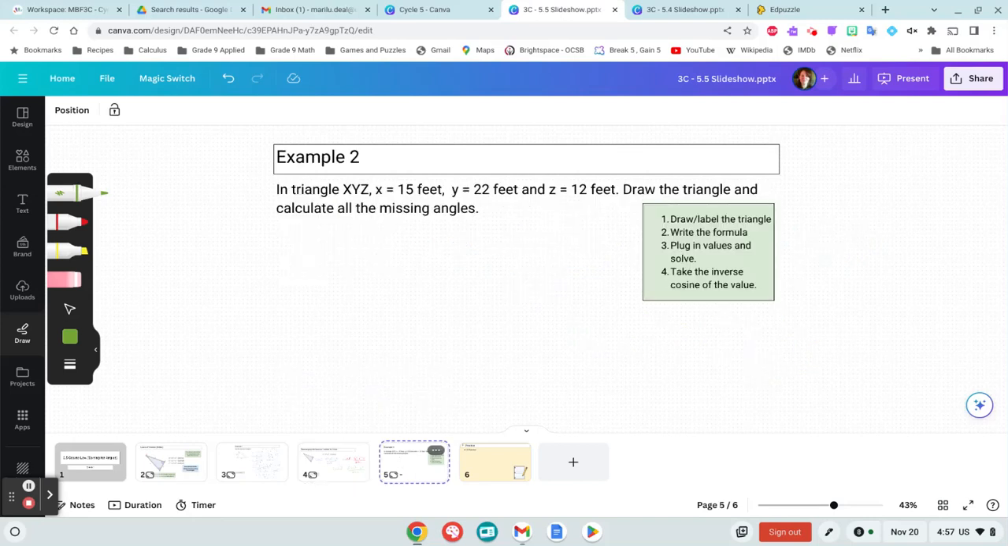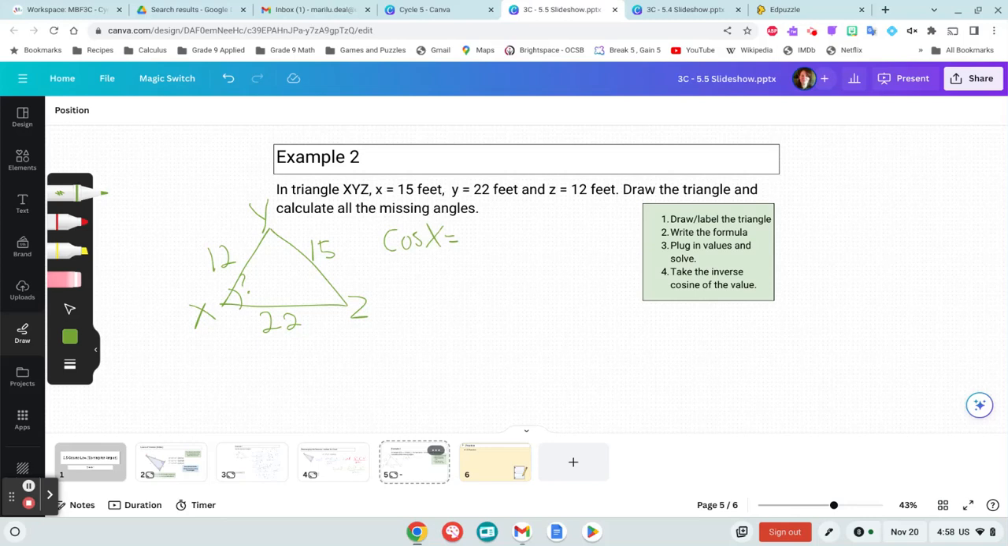All right, the last example that we're going to do in this particular cycle. It says in triangle X, Y, and Z, so already it's a little bit different. X is 15 feet, Y is 22 feet, and Z is 12 feet. We want to find the missing angles. It's up to us which angle we want to find right now. I'm going to figure out what X is. It's not A, B, and C like I had before.